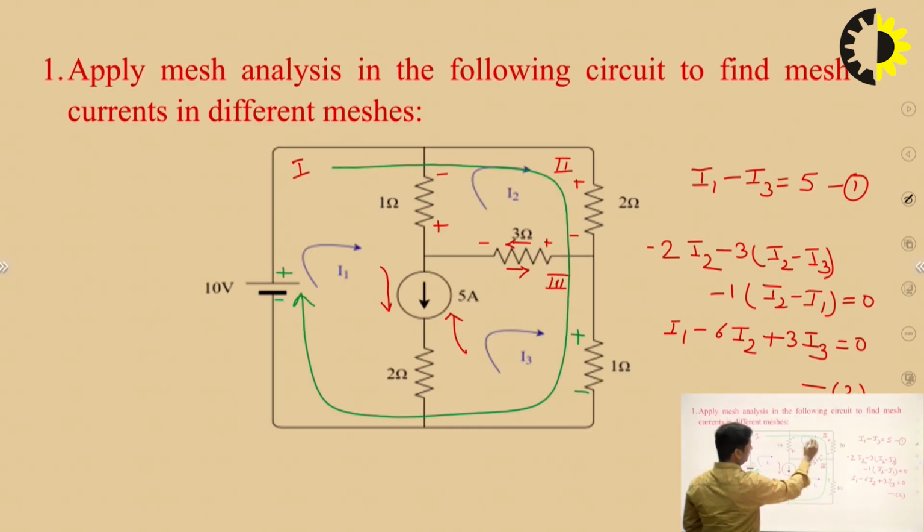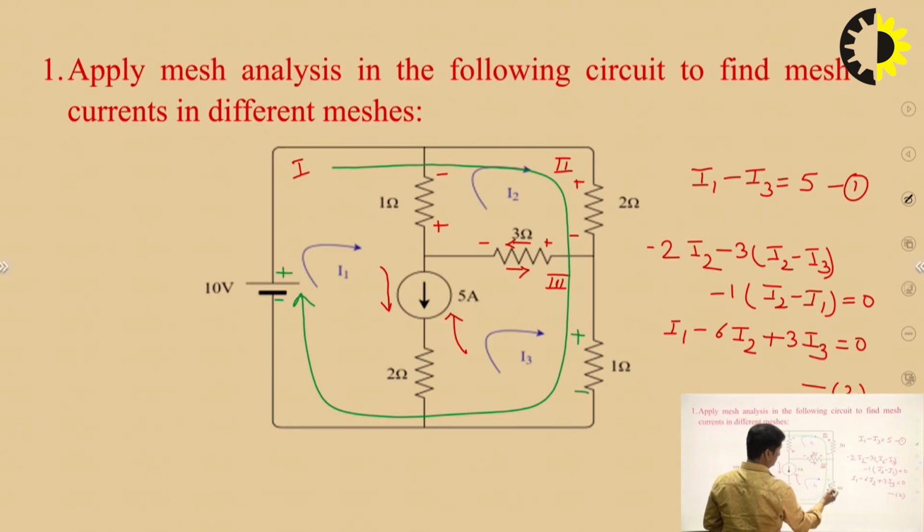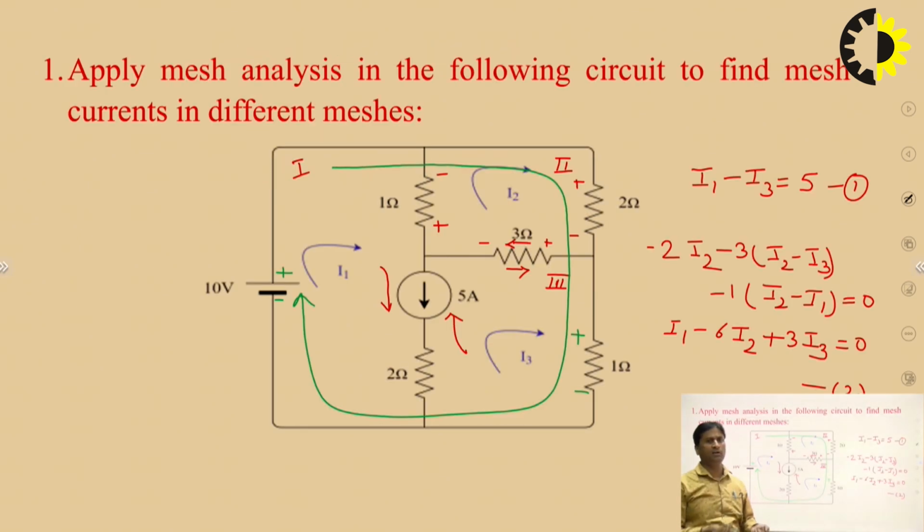So you can see that in this particular loop, the KVL or the mesh equation is given by minus 2 I2 minus 1 I3 plus 10 volt, plus because the voltage is rising. So from this we can write 2 I2 plus I3 equal to 10, and this is our third equation actually. Since we have three variables I1, I2 and I3, we require three equations to solve these three variables. So equation number 1, equation number 2 and equation number 3 we have.